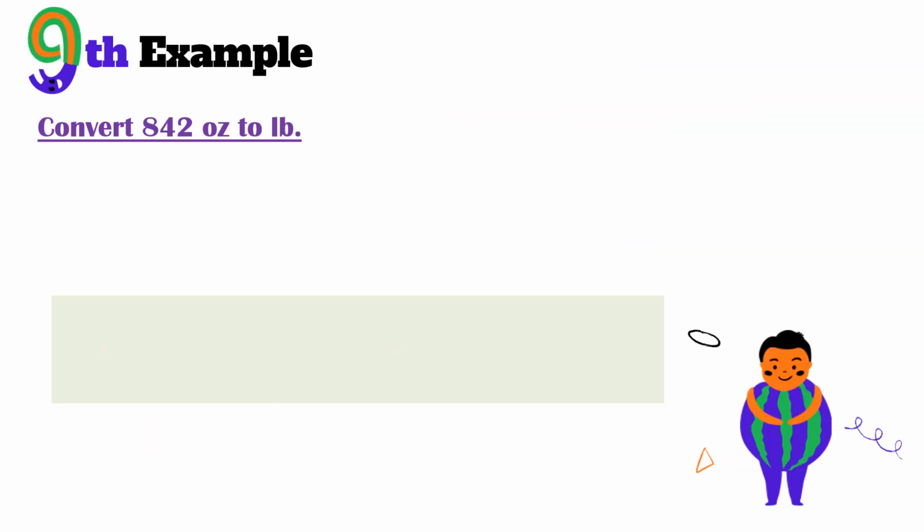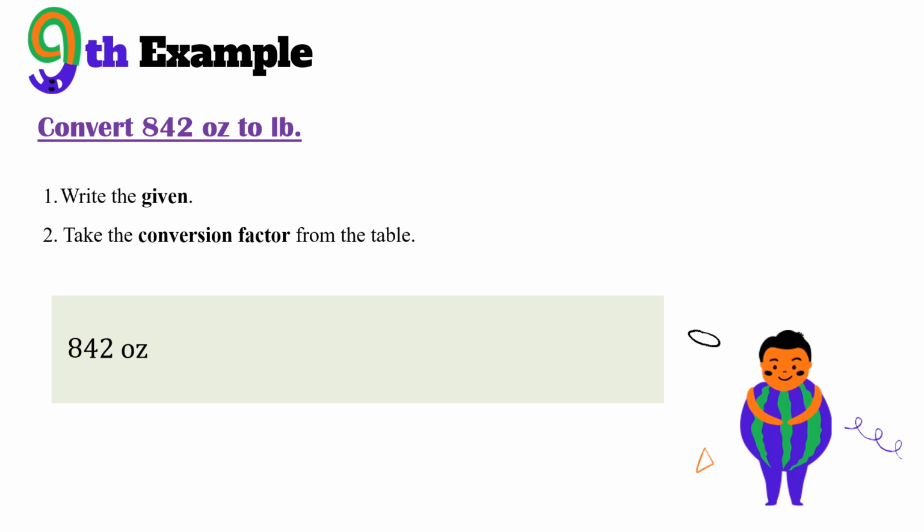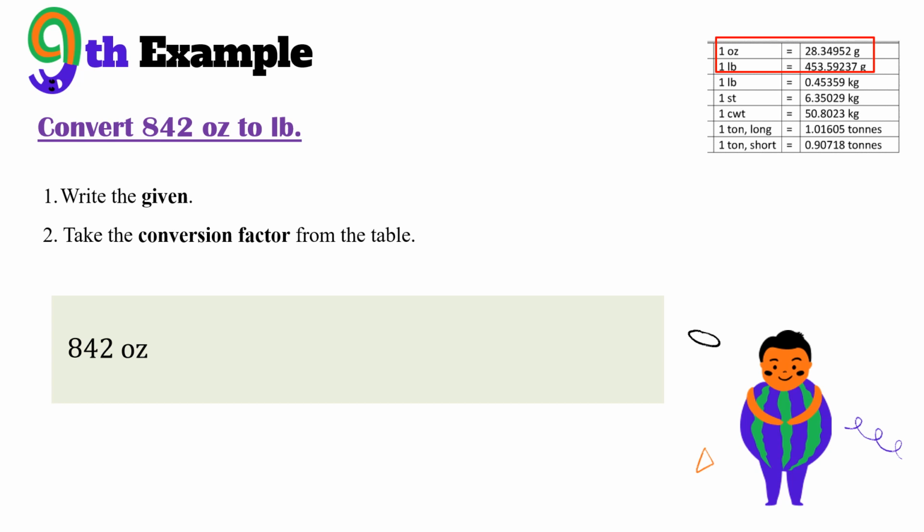Now we'll proceed with the 9th example. Convert 842 ounces to pounds. First, you have to write the given. It's 842 ounces. So take the conversion factor from the table. In this case, we won't be needing your metric table, since both are English units, or from the English system.